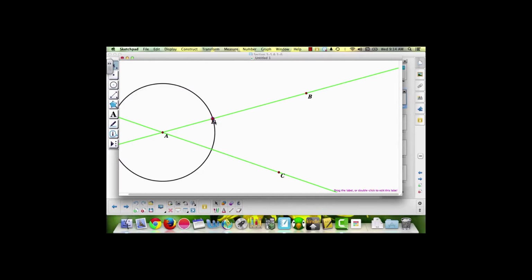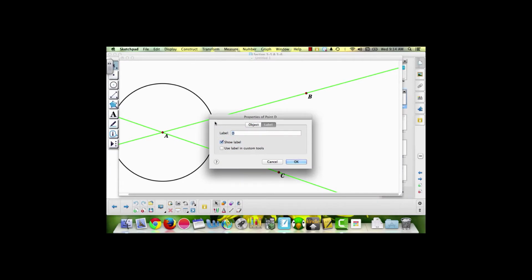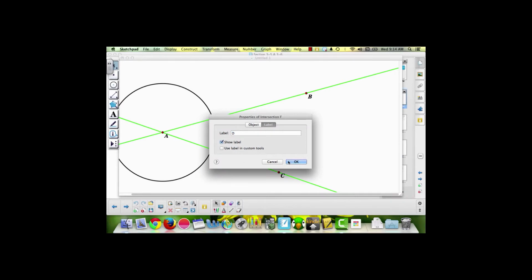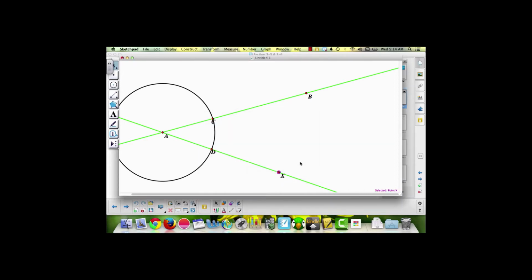Now I'm going to rename this point C and construct this point D. And I'm going to rename this point X. Now I'm going to create segment AC, which is the radius of my circle.